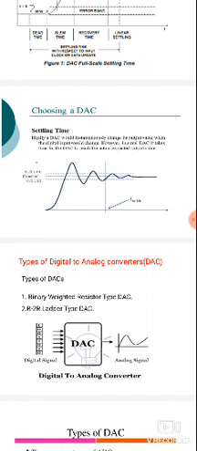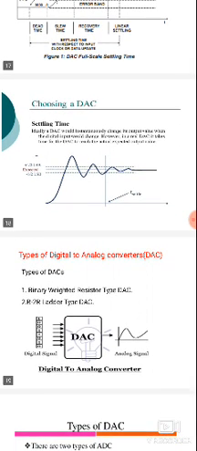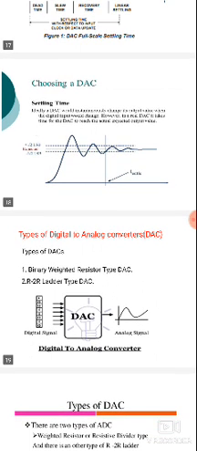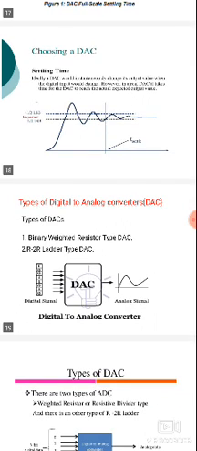Expected output value. So this is the plus or minus 1/2 bit: plus 1/2 on one side, minus 1/2 on the other, and the middle value is the expected value. So the DAC output changes when the DAC input changes, but in practical, real world cases, the DAC takes time to reach the actual expected value.